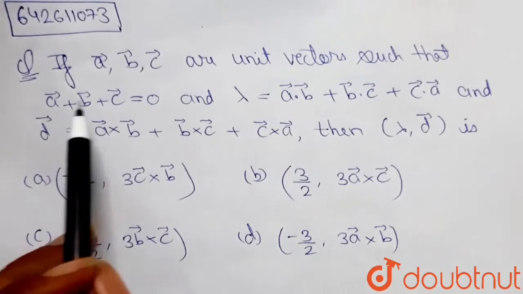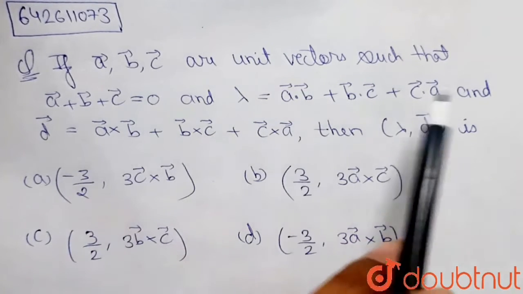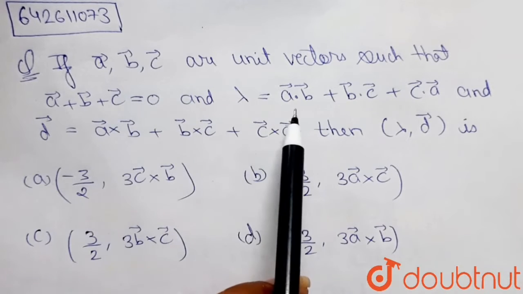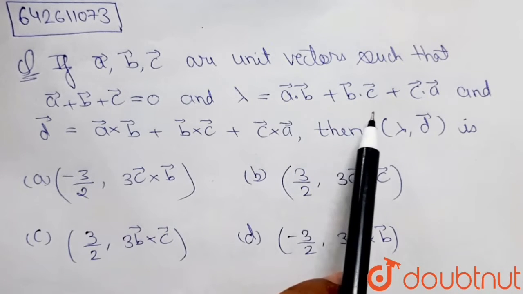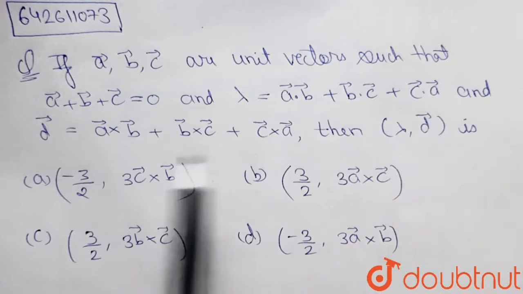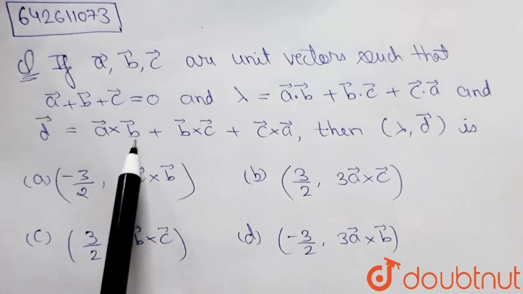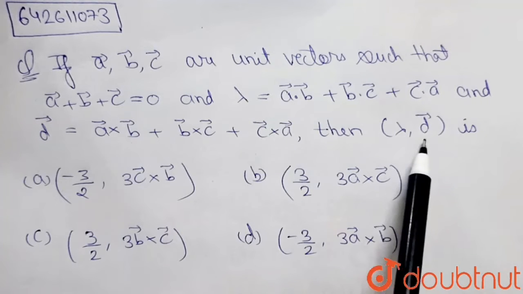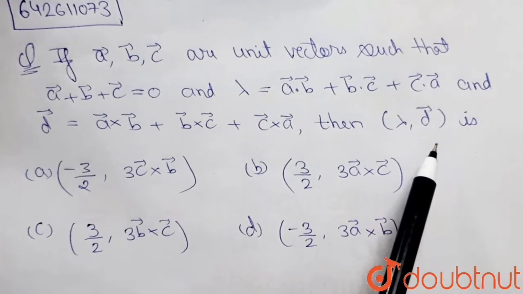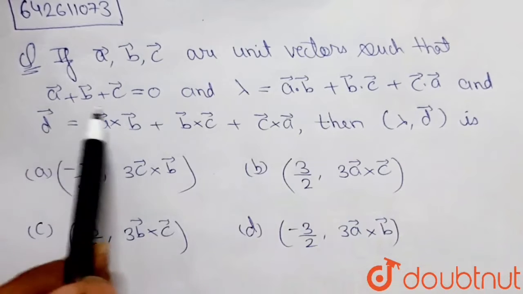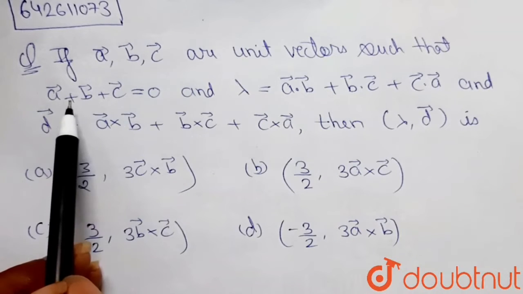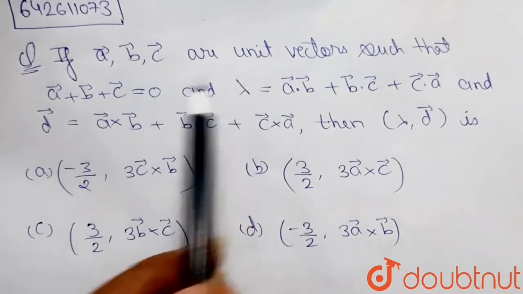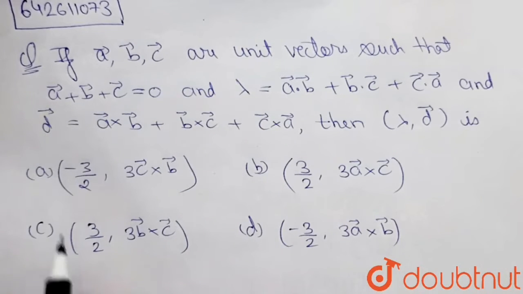Hello friends, so here's a question. It says that if vector A, vector B, vector C are unit vectors such that vector A plus vector B plus vector C equals 0, and lambda equals vector A dot vector B plus vector B dot vector C plus vector C dot vector A, and vector D is equal to vector A cross vector B plus vector B cross vector C plus vector C cross vector A, then lambda comma D is. Okay, so in this question we have vector A plus vector B plus vector C equal to 0, and we have to find the value of lambda and the value of vector D. Okay, so let's start.